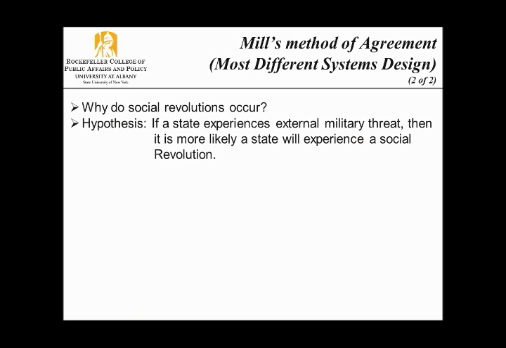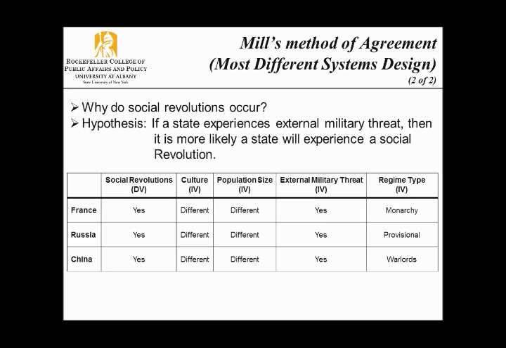So when would you use the most different systems design to conduct your analysis? This method is used when you have no variance in the dependent variable. For this example, we have a research question, why do social revolutions occur, and a hypothesis that is proposed by the author. Let's take a look at the example depicted on this table about why social revolutions happen.